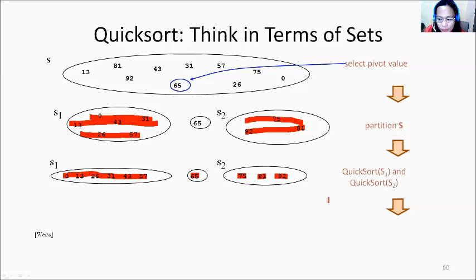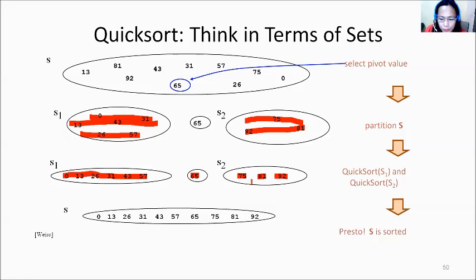Okay? So what's the next step? So since we're done sorting the two sets, the S1 and S2, we're going to sort and merge S1, the pivot, and the S2. Now we arrive at 0, 13, 26, 31, 43, 57, 65, 75, 81, 92. So these are the sorted values. Okay, so that's how quick sort works.